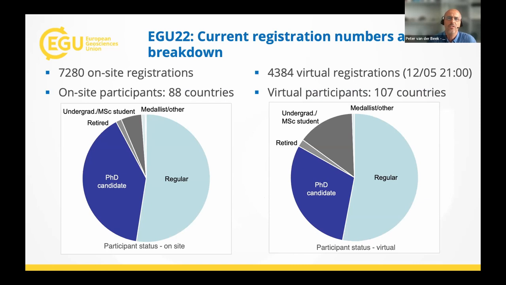This is the current state. This shows what to expect at the meeting in terms of participants. We currently have 7,280 registered on-site participants, and that is pretty much a final number because the on-site registrations are closed, and that's also due to the hygiene plan that we've put in place. We need to know how many people we have on-site, so we cannot keep the registrations open until the last minute. On-site participants are coming from 88 countries.